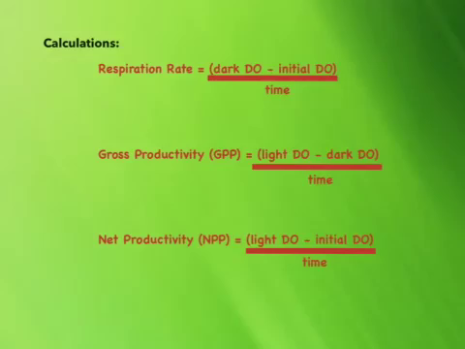In order to find the respiration rate, subtract the initial dissolved oxygen from the dark bottle's dissolved oxygen and divide it by the 48 hours. To find the gross productivity, subtract the dark dissolved oxygen from the light dissolved oxygen and divide that also by the 48 hours, or the length of time. For net productivity, subtract the initial dissolved oxygen from the light bottle dissolved oxygen and divide that by time. This will have to be done for each of the pH bottles.